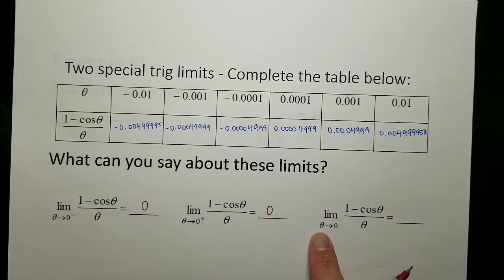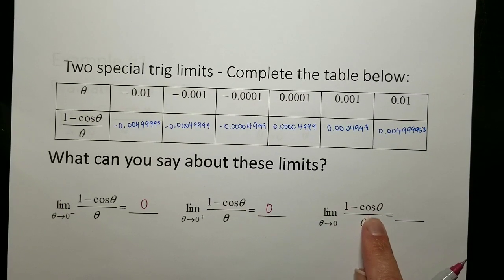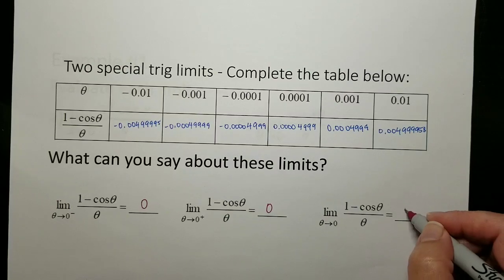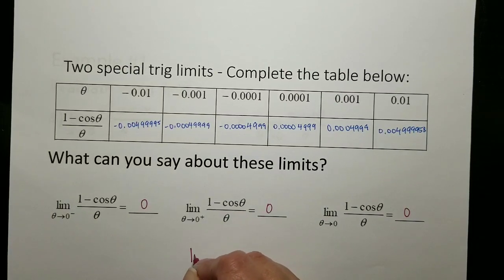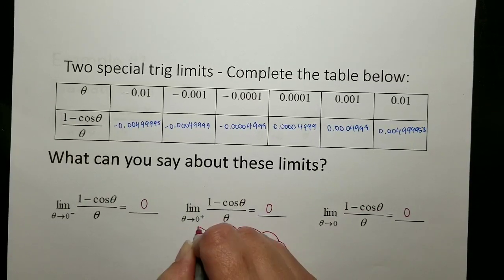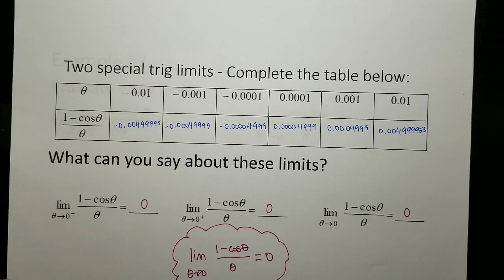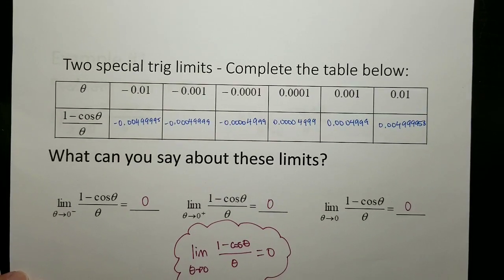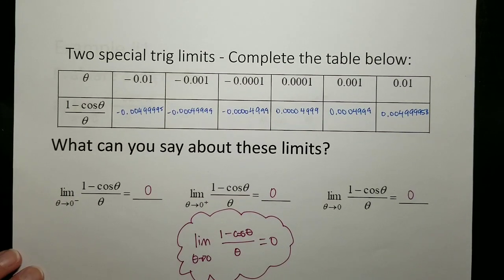So the limit as theta approaches 0 of 1 minus cos theta over theta will equal 0. And that's our third special trig limit that we will be able to use to solve lots of different trig limits by rearranging to try and pull out this one or the one with sine theta over theta. And we'll do the examples in the next video.